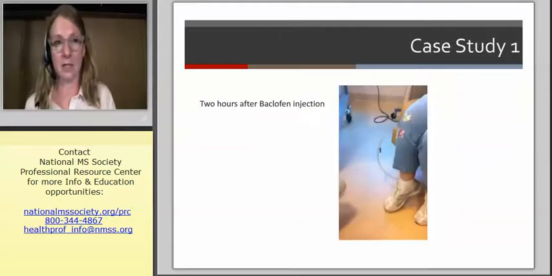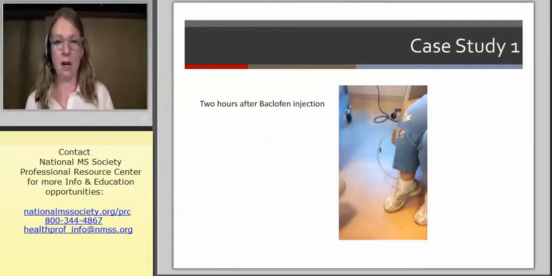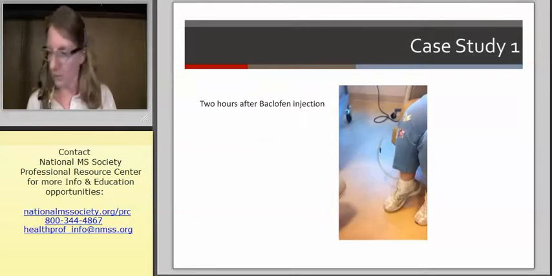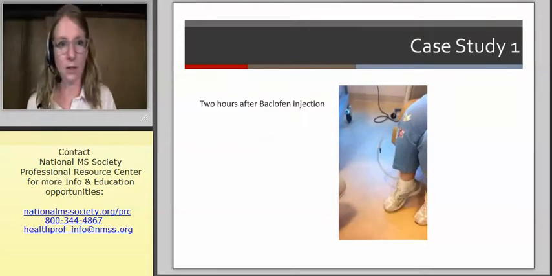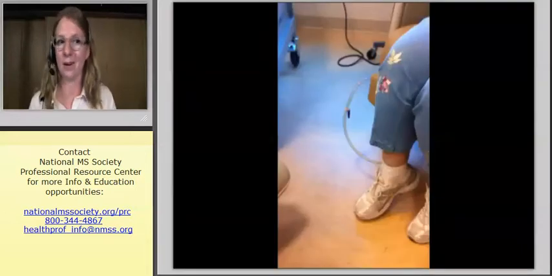This is 2 hours after this patient had a trial of baclofen, so I helped with the positioning. She had some intrathecal baclofen injected directly into the intrathecal space by the physician. I think this was a 100 microgram dose for her, and this is 2 hours afterwards, so this is getting close, not quite peak.